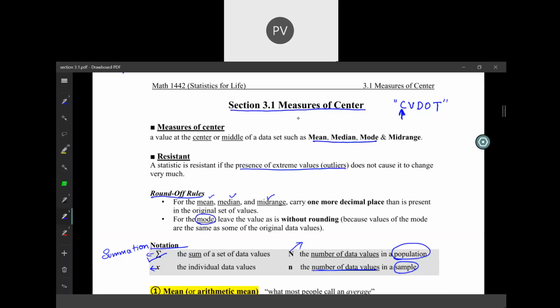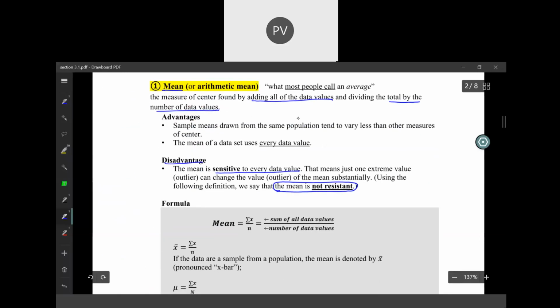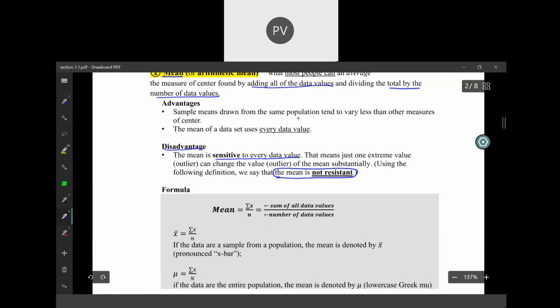So if the presence of such outliers doesn't cause any change, okay, if that doesn't cause any change, then we call that measure, it might be mean, median, or mode, we call those measures of center resistant if it doesn't change. But in case of mean, if there is any presence of outliers, then the result of the mean changes. Okay, and that's why we say the mean is not resistant. We will see with an example.